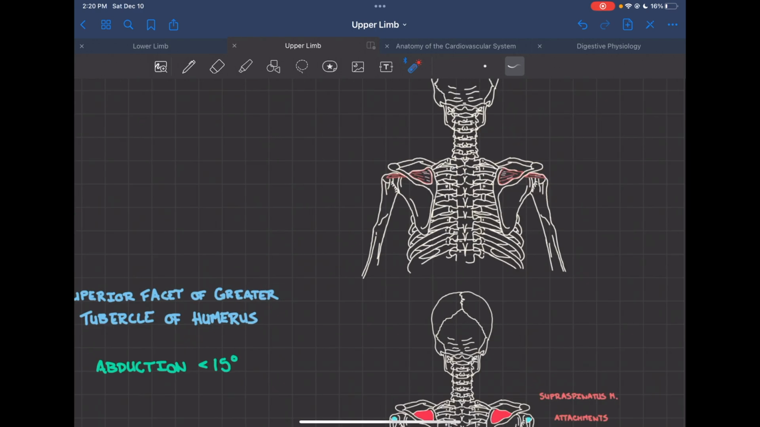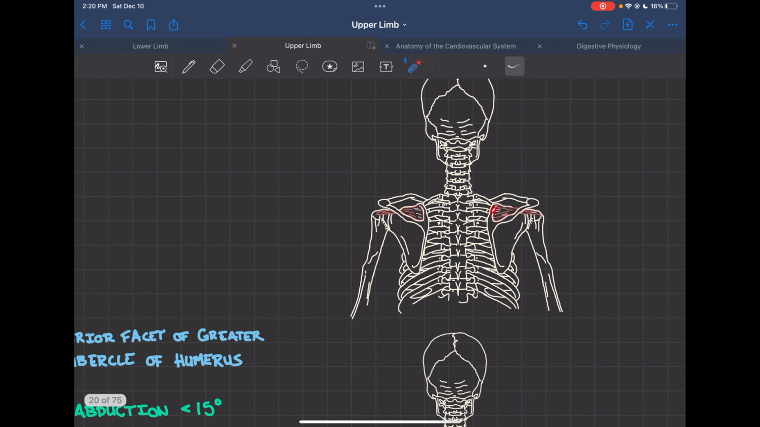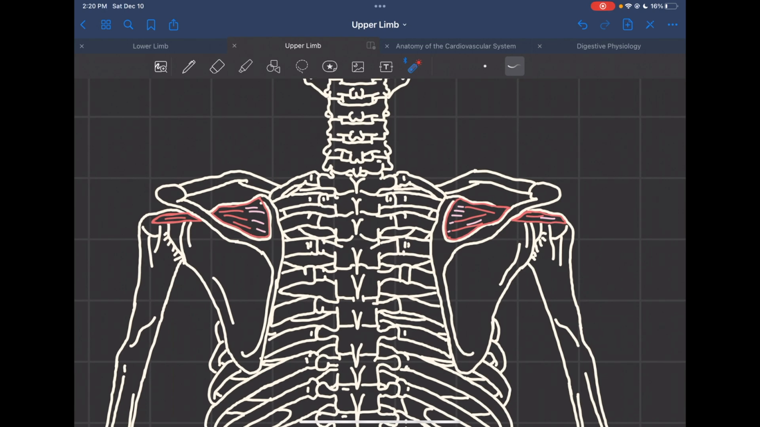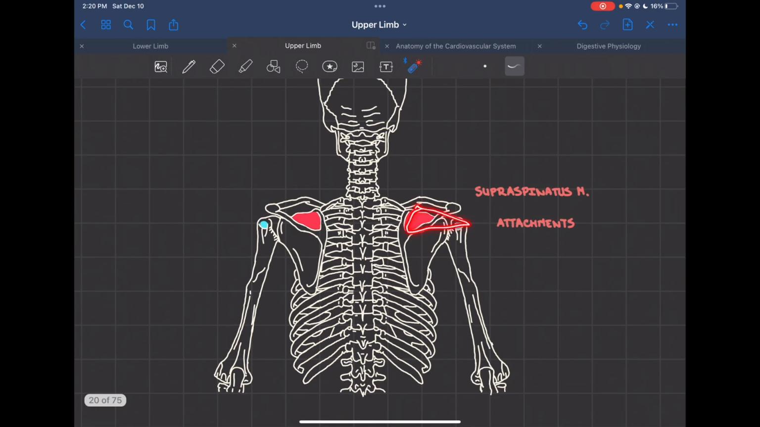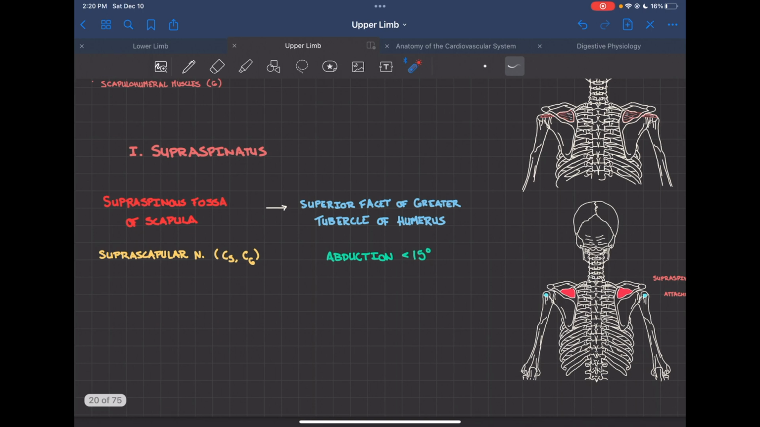Supraspinatus is the first one, and this is going to hang out in the supraspinous fossa of the scapula. So supra meaning above, spinatus meaning above the spine of the scapula. And it's going to run to the greater tubercle of the humerus. Okay. So supraspinous fossa running to the greater tubercle of the humerus. You can say the superior facet if you want to be nitpicky.